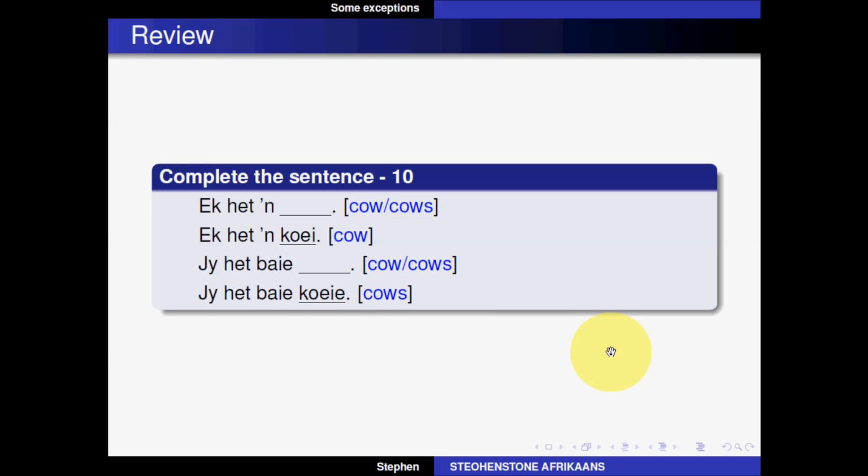So this concludes the fourth part of our lesson on plurals, where we expanded our vocabulary quite a bit. Hopefully you can remember these words, and we will start to use them more and more as we go along and get to more advanced lessons.